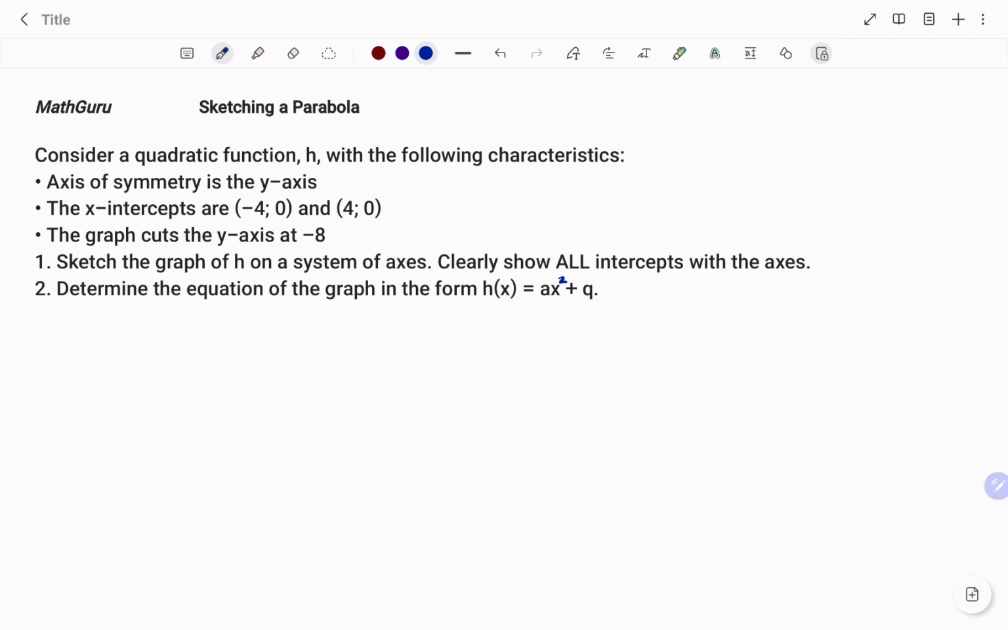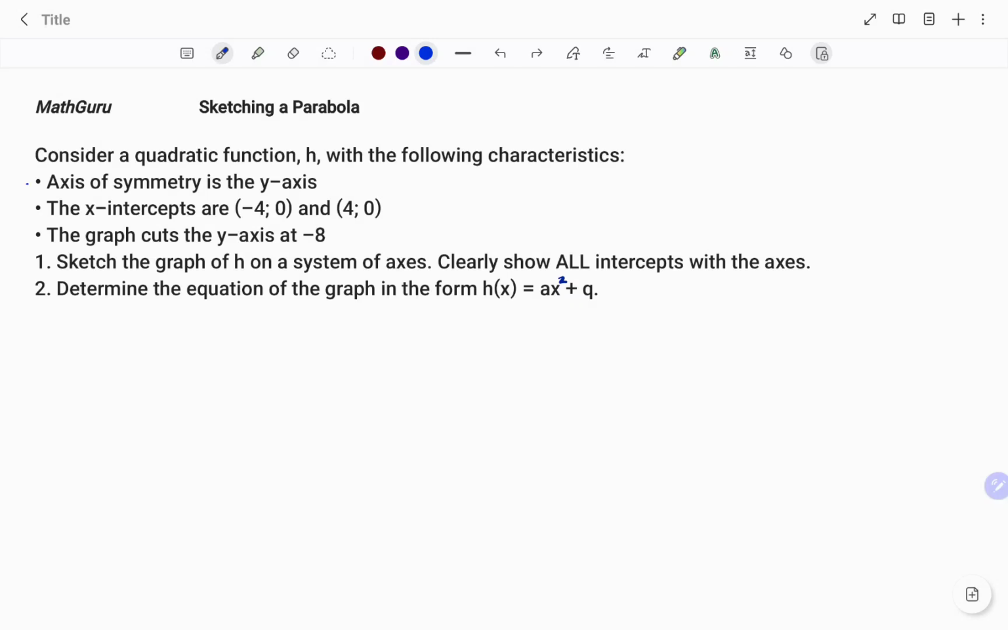We consider a quadratic function h with the following characteristics. 1. The axis of symmetry is the y-axis. The x-intercepts are (-4, 0) and (4, 0). The graph cuts the y-axis at -8. The first part of the question says, sketch the graph of h on the system of axes, clearly showing all intercepts with the axis. And 2, determine the equation of the graph in the form h(x) = ax squared plus q.